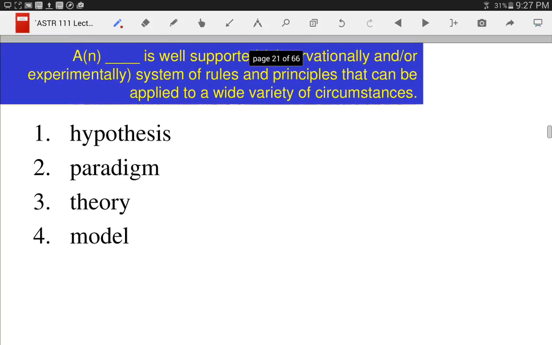Now we're starting new material. A blank or an blank, because some people would say an for hypothesis. I was always taught that if you're voicing the H, you use A. Is well supported observationally and or experimentally. System of rules and principles that can be applied to a wide variety of circumstances.